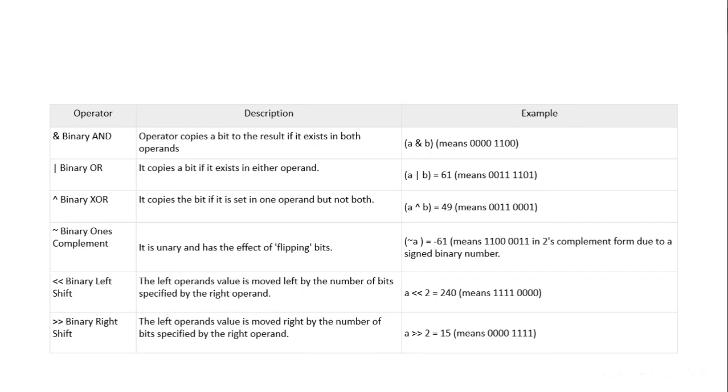Then we have the binary left shift. Binary left shift is generally used to move the value to the left-hand side. For example, if we move the a value to the left, that means we are multiplying the value of a by 2. And if we shift the binary right, then we simply move the bits to the right-hand side. That means we are dividing that particular value by 2. So these all are the binary operators in Python.